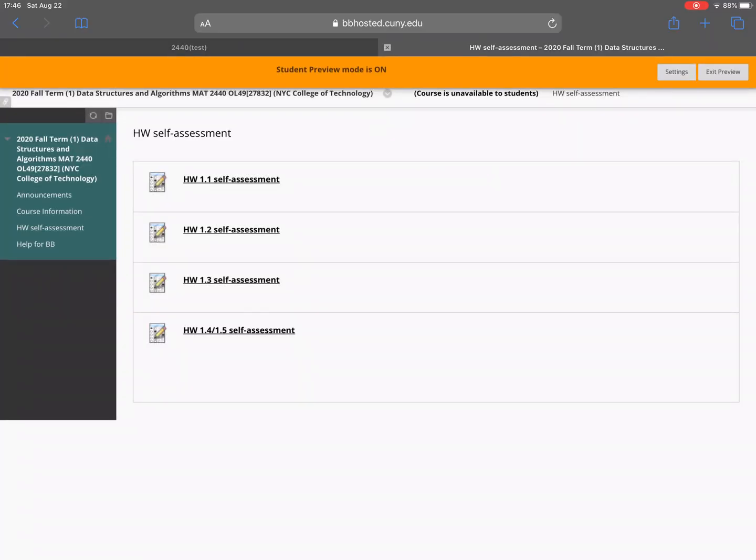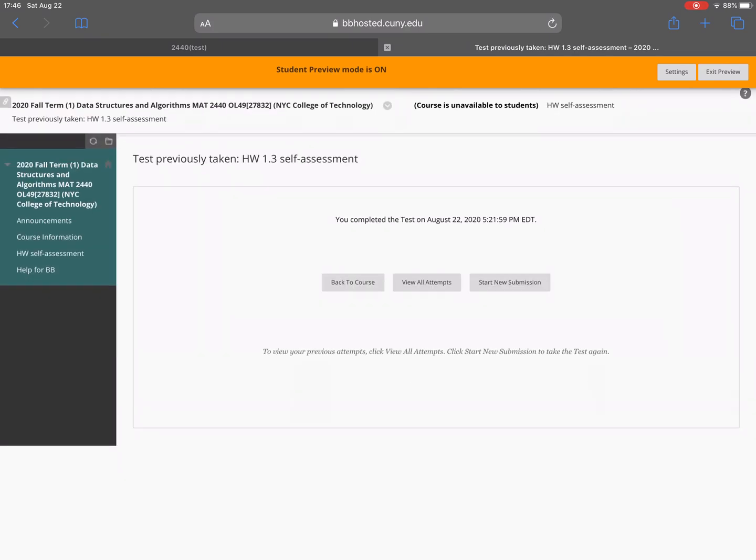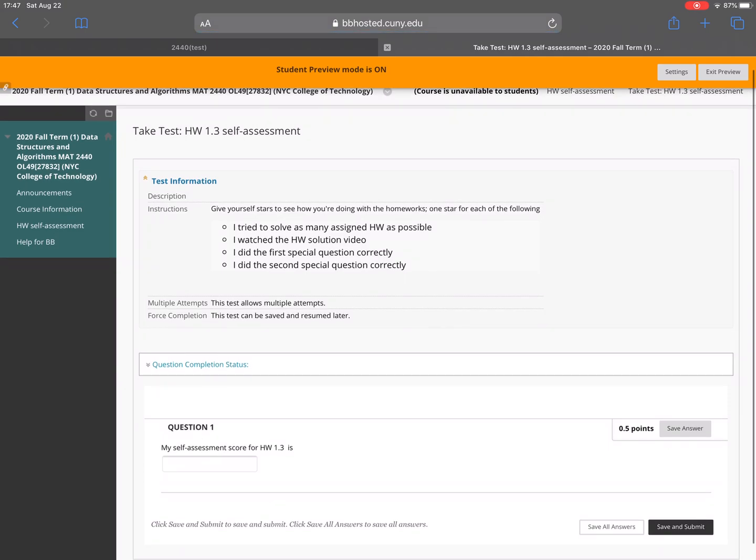self-assessment of 1.3. So here's the homework 1.3 self-assessment. What is it that you do there? It's an assignment, a test somehow. You click on it, and it says this test can be saved and resumed later. Don't worry, if you make a mistake, you can do it over again. This test allows multiple attempts. You begin the test, and I did this already one time, so start new submission. If you have done this already, it asks you if you are sure you want to do it again. Yes. So look at the instructions.